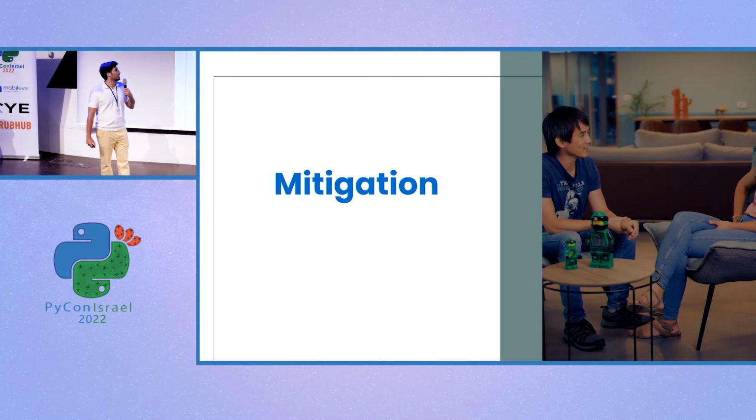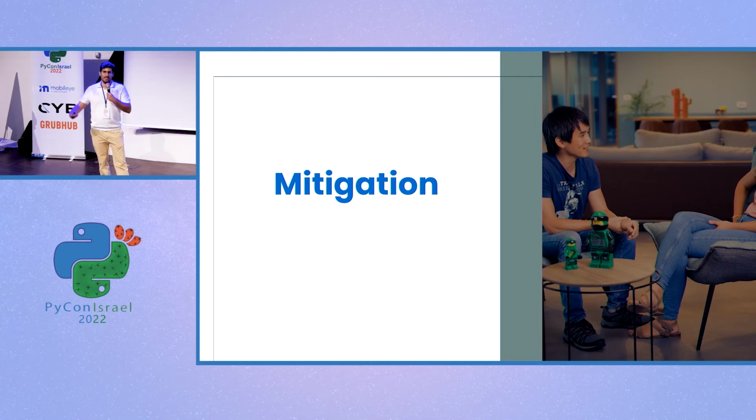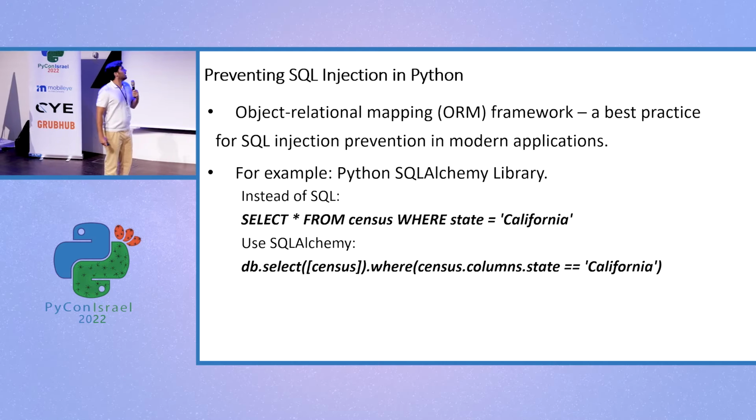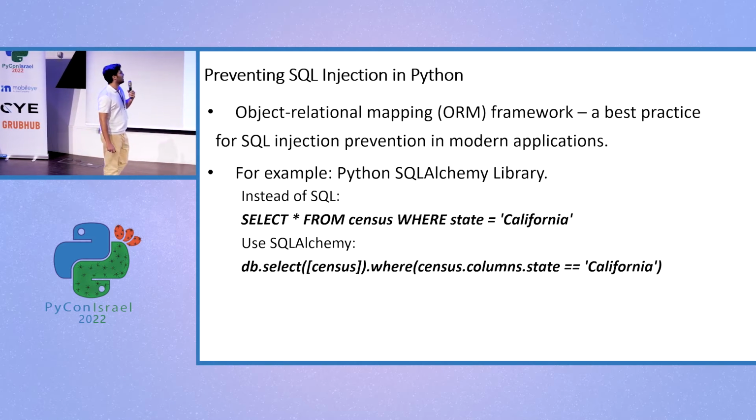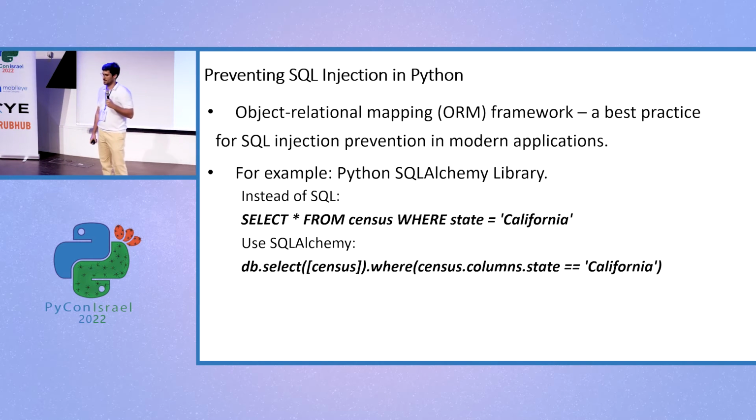Okay, so now let's talk about mitigation. Let's talk about how to fix the issues you saw so far. Preventing SQL injection in Python. The Python ecosystem actually is very mature in the sense that it has lots of ORMs. If you use an ORM like SQLAlchemy or Django ORM, you can use functions to build your SQL query instead of using raw strings. If you use functions, then the framework builds the SQL query correctly for you, so there's no problem there.